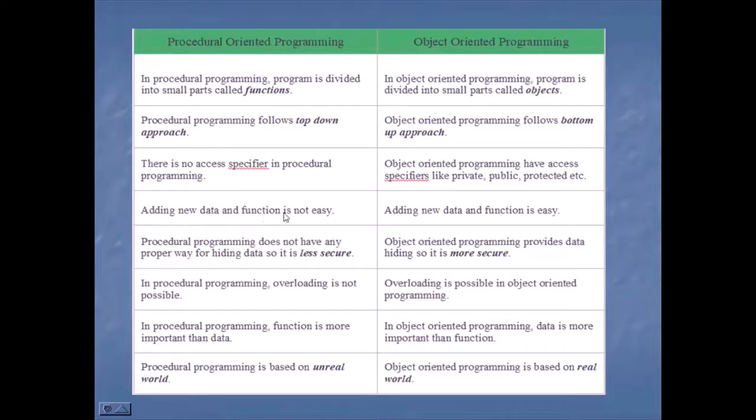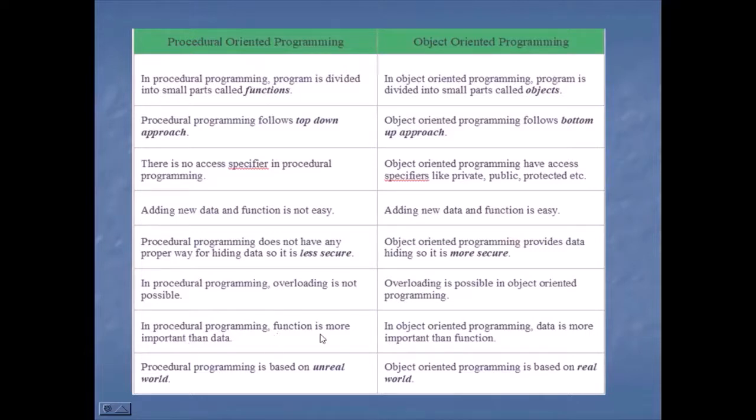Adding new data and functions is not easy in procedural oriented programming. Here it is easy in object oriented programming. Procedural programming does not have any proper way of hiding data, so it is less secure. Here we have seen the data hiding concept, so it is more secure. In procedural programming, overloading is not possible. Here overloading is there. I explained the overloading and overriding concepts in object-oriented programming.